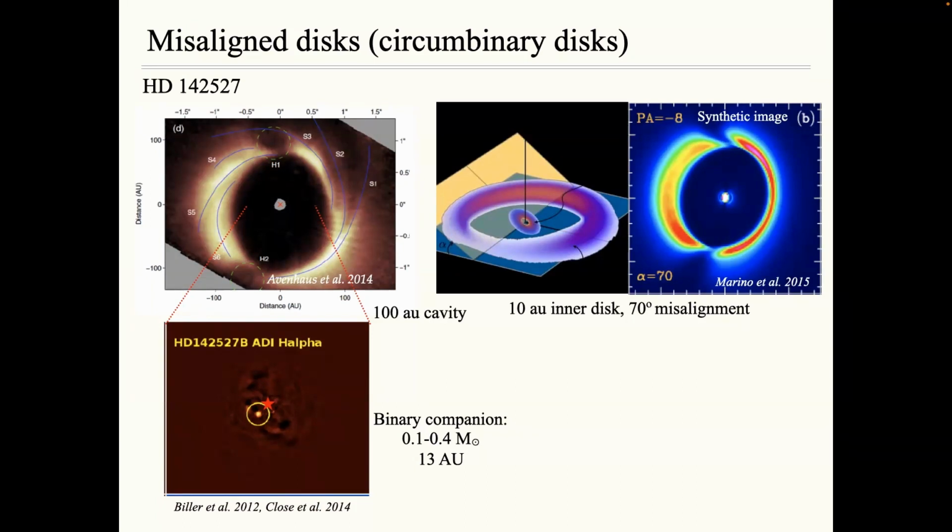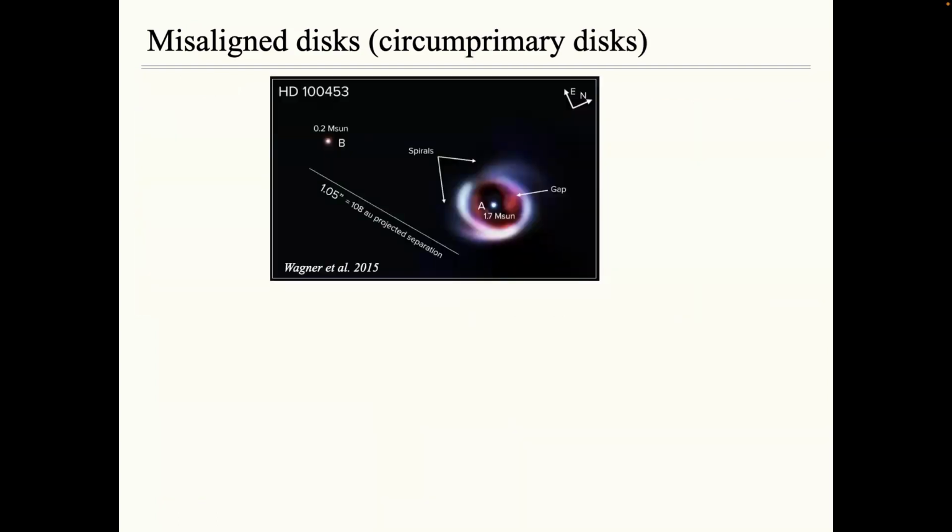So in this example, we have a small inner disk and a big outer disk. They are misaligned. So what causes the misalignment? And the misaligned disks not only have been seen around circumbinary disks, they have also been seen around the circumprimary disk. This is another example.